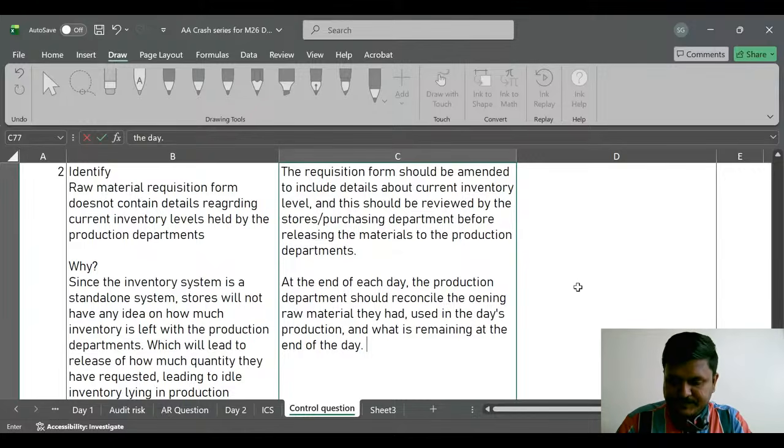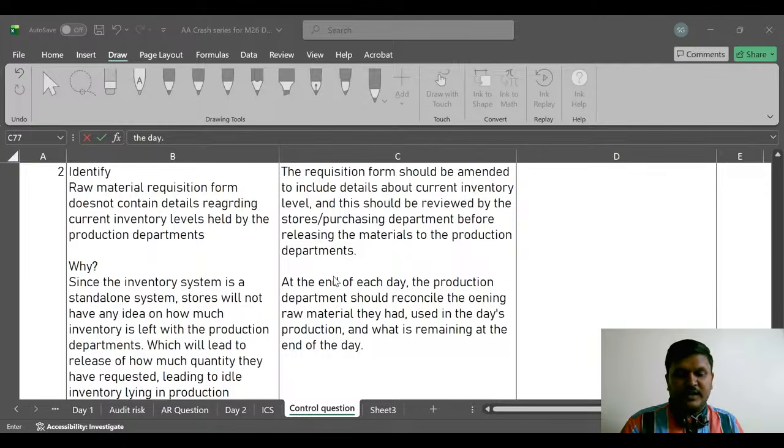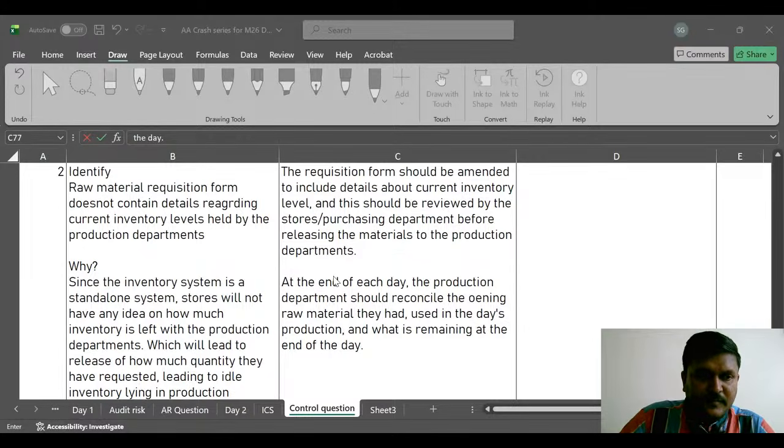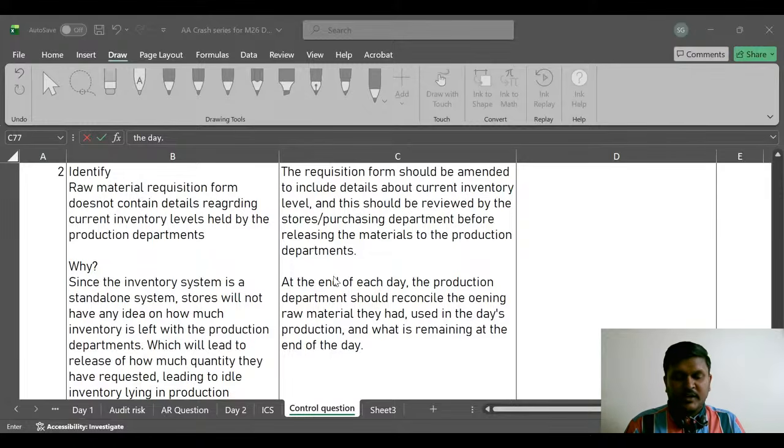Clear on this? Clear on this? So you have understood this particular thing, and again, the raw material requisition form we'll consider over here. Anything else? Anything else you can add on, guys, relating to this particular thing? Now we have made the control recommendation. Now what would be the test of control on these things? What will be the test of control on these things?